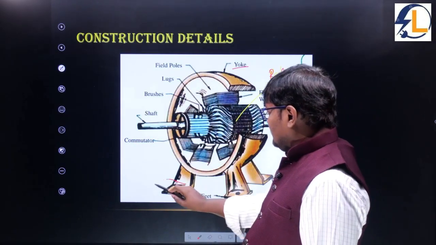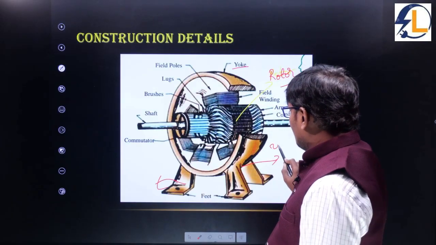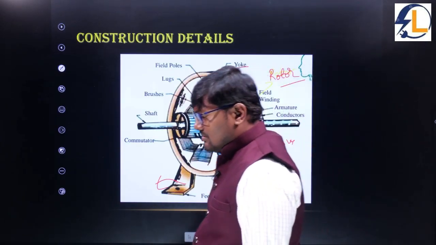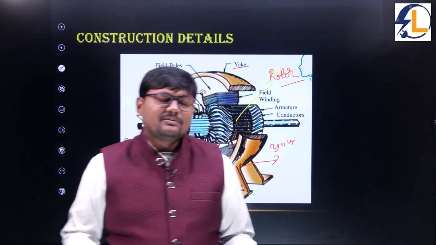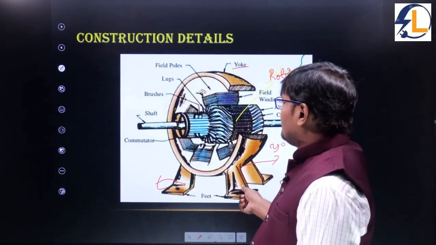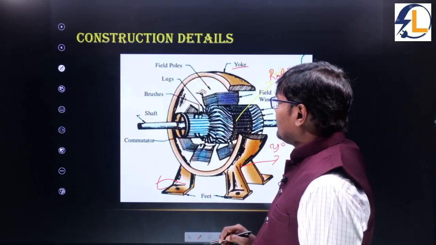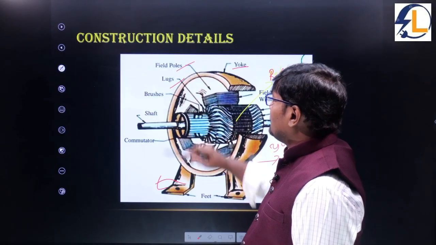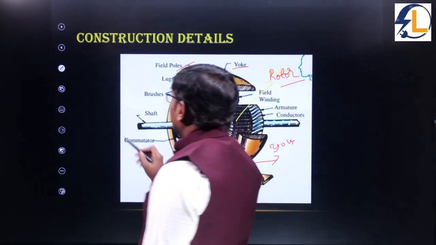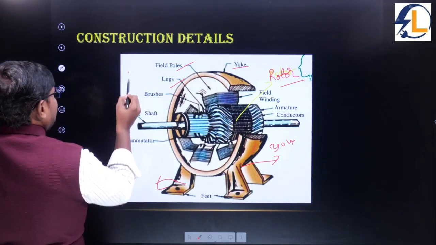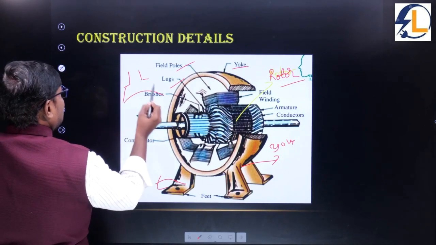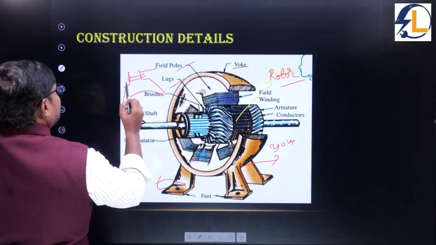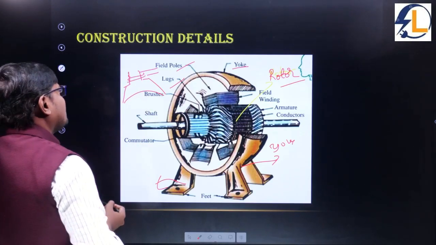Okay, and this is the yoke, and this is bolted to the panels. We fix this type of motors, and the brushes, lugs, field poles. Once you take the field pole like this, you can wound the winding. This winding is called the field winding, which is excited with DC supply.